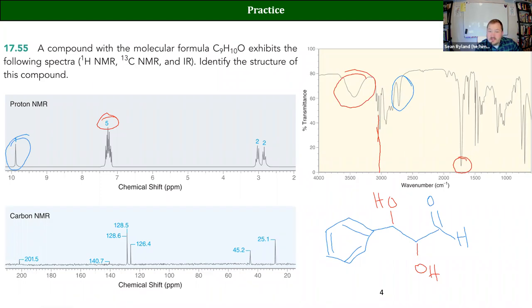And actually, the formula tells us the answer here, right? It can't be an alcohol, because then our formula would be wrong. We need 2 CH2s attached here. If it was an alcohol, not an aldehyde, we'd have a CH3 at the end instead of just an aldehyde, and that would throw off our formula. We'd have a different degree of unsaturation.